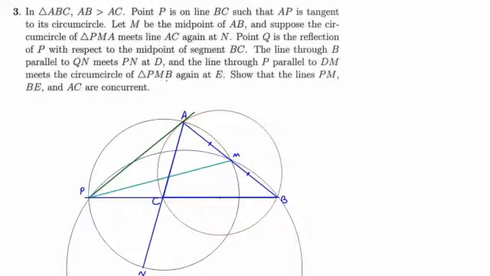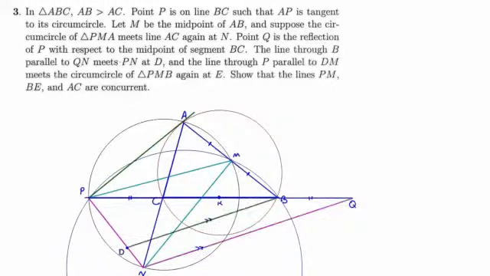It says then point Q is a reflection of P with respect to the midpoint of segment BC. Okay, we've connected P to N, and here K supposes midpoint. Q is a reflection of P with respect to the midpoint of BC. We consider the midpoint of BC, for example, K. And then it says the line through B parallel to QN meets PN at D. Okay, we draw QN, we draw a line parallel to QN through B. It meets PN at D.